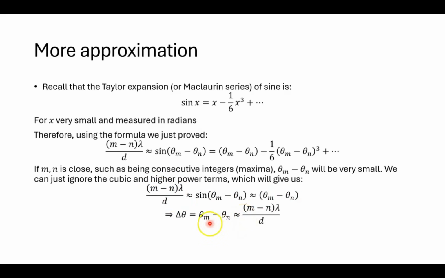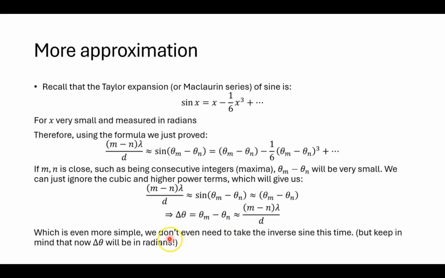So this formula tells you that the angular separation is approximately equal to the difference between the numerical values of the maxima times the wavelength divided by d. And now this formula is very, very simple because there's not even an inverse sine here, just a bunch of numbers multiplied together. But remember that the angular separation delta theta here will be measured in radians because we have used this formula.